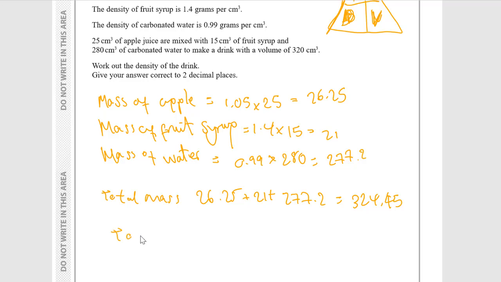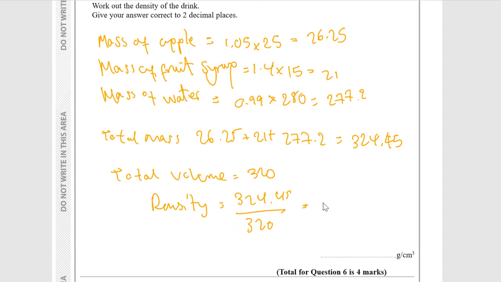And then the total volume is 320. We know that because it's told there. So the density is going to be 324.45 over 320. Just from here, the mass divided by the volume, which is going to give us 1.01 grams per centimeter cubed. So 1.01.